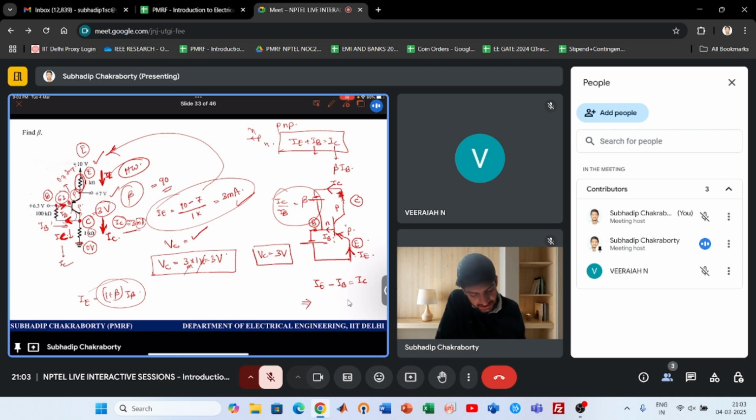So what you can write as the relation: IC is nothing but beta IB. IB plus beta IB is nothing but IE, which is nothing but 1 plus beta times IB. So you just write that IE equal to 1 plus beta IB. Not alpha, okay? Alpha is this.